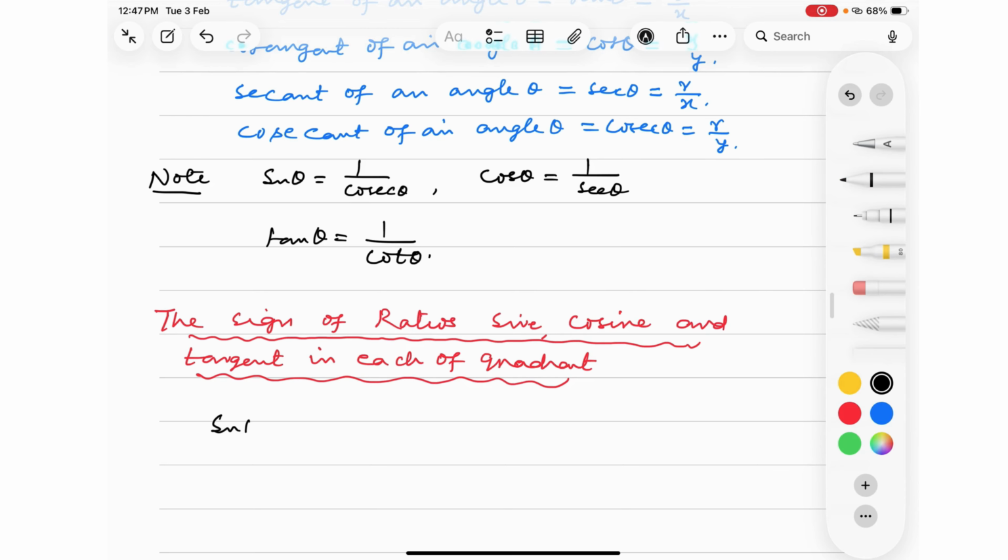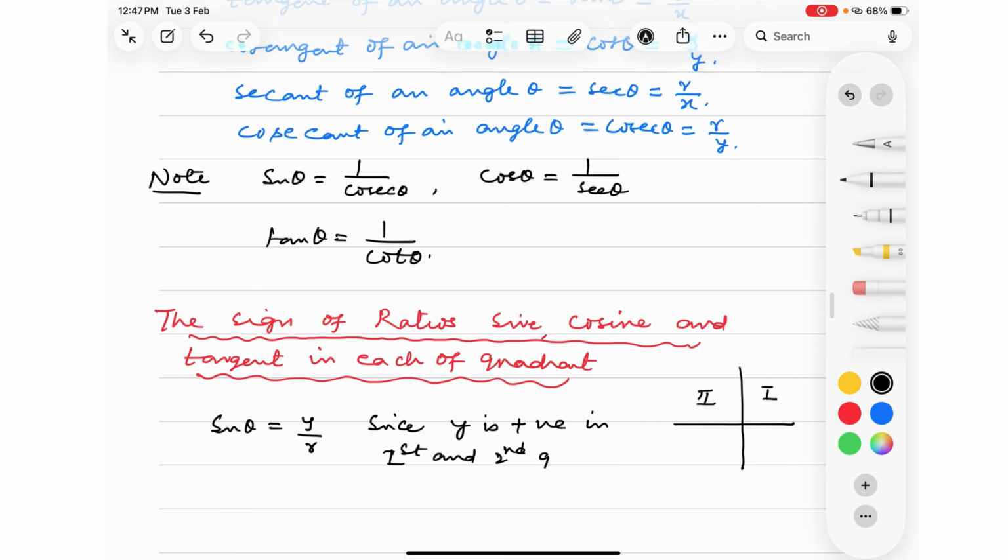Now, sine theta, we all know by definition, is y by r. Since y is positive, in which quadrant is y positive? In the first quadrant y is positive, and in the second quadrant y is positive. So y is positive in the first and second quadrant.